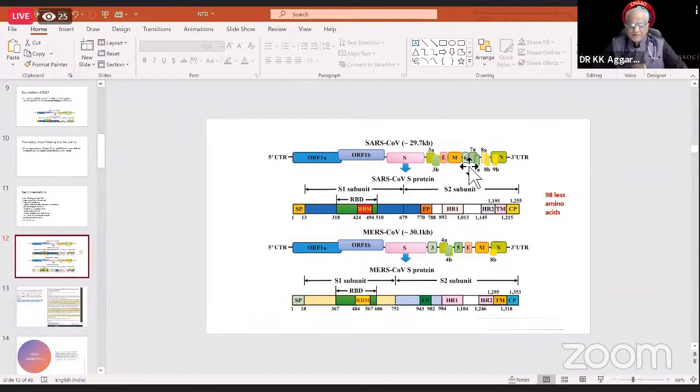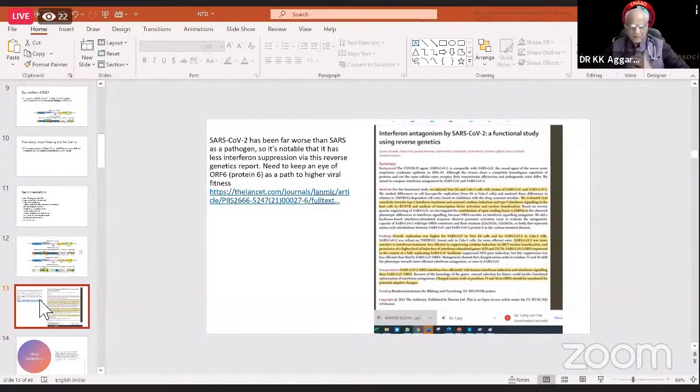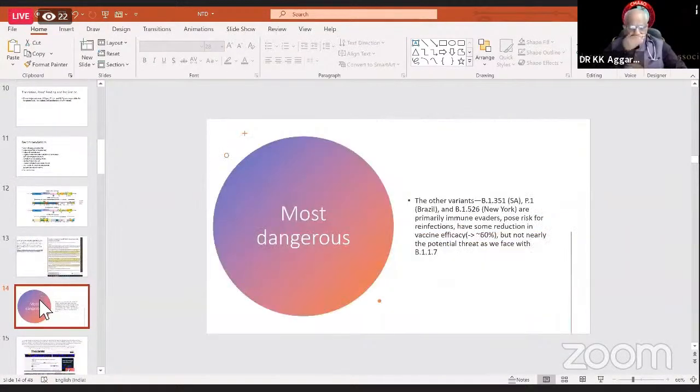Now some people are saying that an inactivated vaccine may be better in certain circumstances because it takes care of non-S protein antibodies. So this study talks about the importance of ORF6, that ORF6 is responsible for interferon resistance. This is what I have just tagged: the study which talks about the most dangerous being New York, but still it is not dangerous enough.